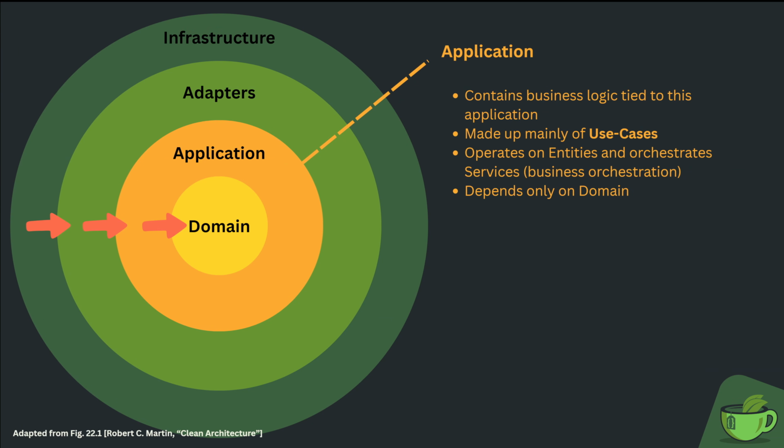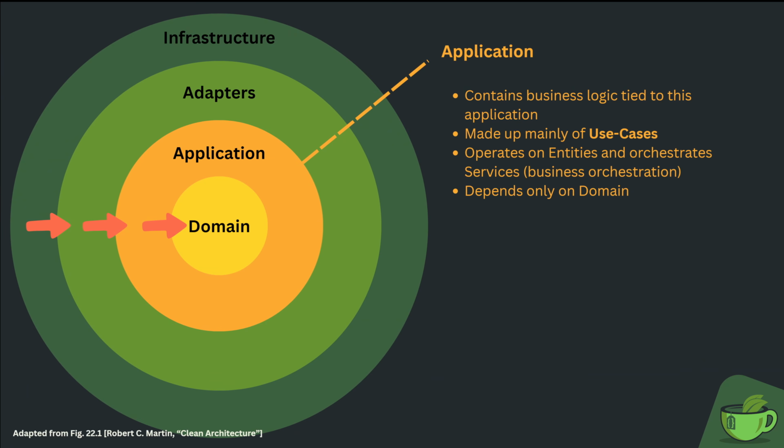Next up is the application layer. It contains all the business logic which is specific to this very application. Most of what you will see in this layer are use cases. A use case is the implementation of a typical action in the business domain, which interacts with the entities and orchestrates multiple domain operations into a single process.